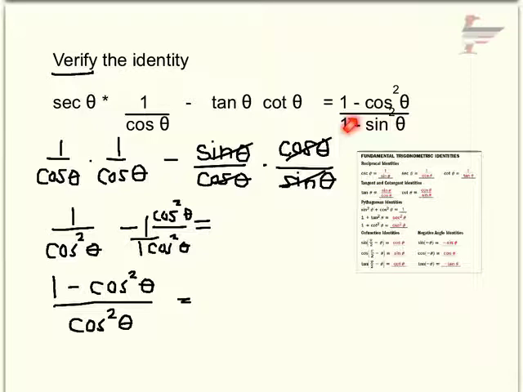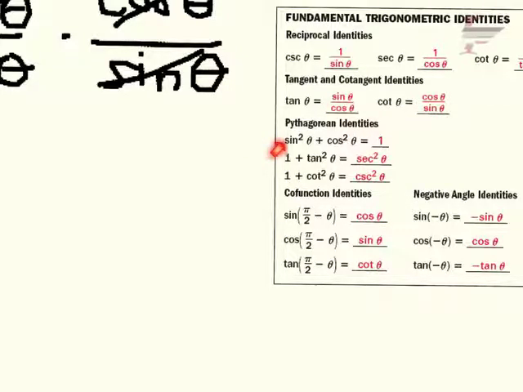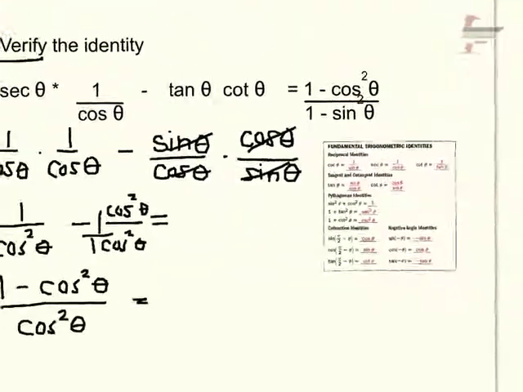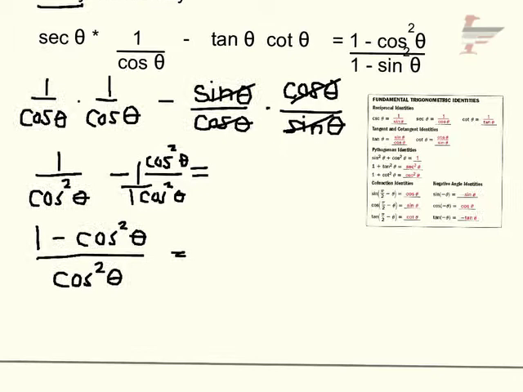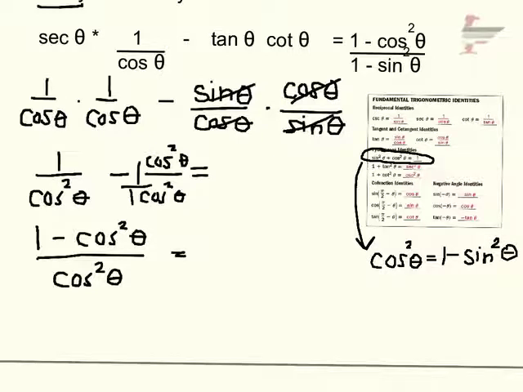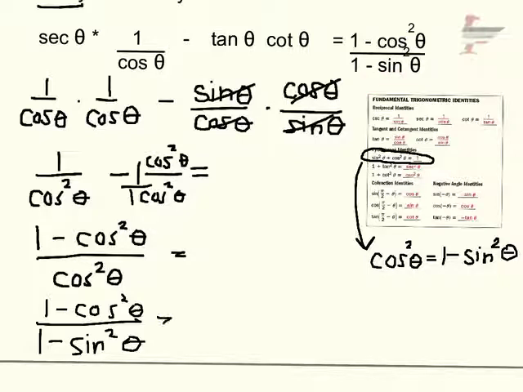My denominator does not, but if I remind myself of the Pythagorean identity that says, you can take a peek over here, right? Sine squared theta plus cosine squared theta equals 1. So I'm going to use that one right now. So that means if I rearrange it, cosine squared theta equals 1 minus sine squared theta. So I'm going to replace the denominator, which is cosine squared theta, with 1 minus sine squared theta, and that is exactly what I wanted to get to. So I have just verified that the left-hand side equals the right-hand side.